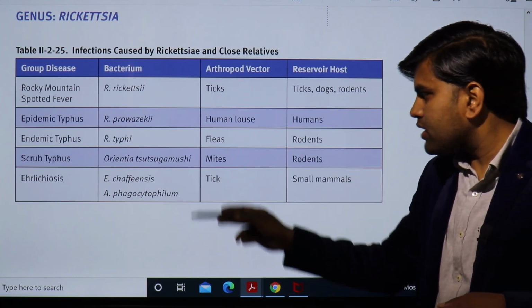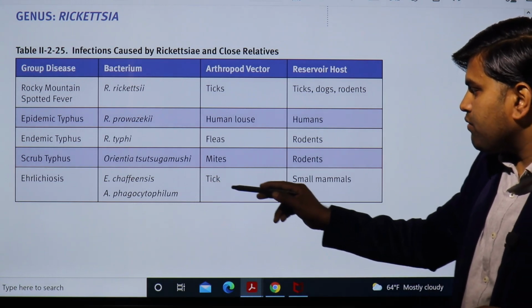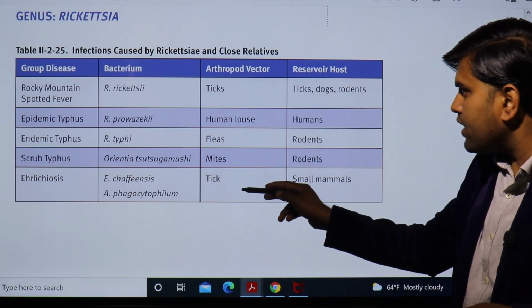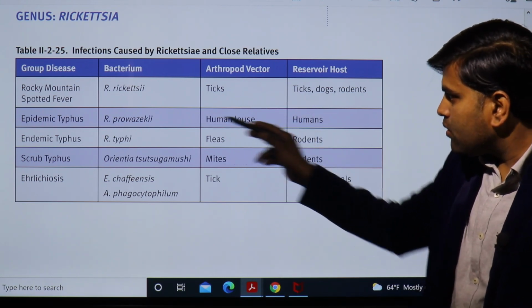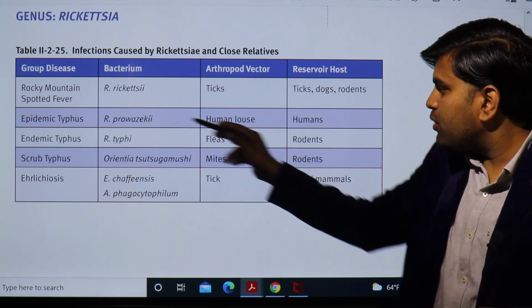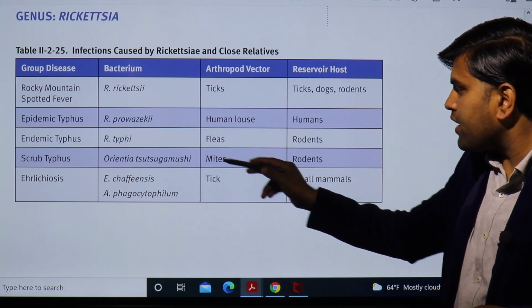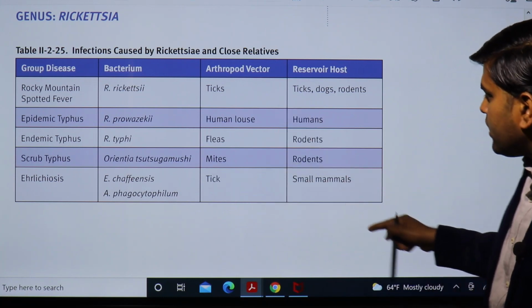There is ehrlichiosis, which can be Ehrlichia chaffeensis and Anaplasma phagocytophilum, which is tick borne again. So Rocky Mountain spotted fever and ehrlichiosis are tick borne. Endemic typhus is rat flea, epidemic is human louse, scrub typhus is mite, but ehrlichiosis and Rocky Mountain spotted fever are tick borne. So tick borne, small mammal.